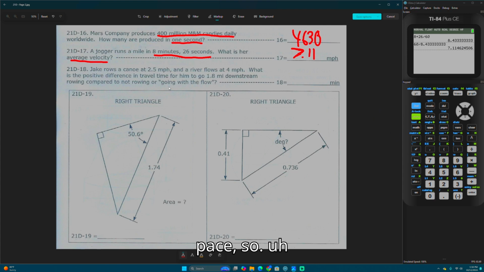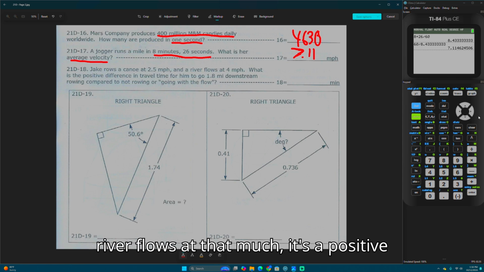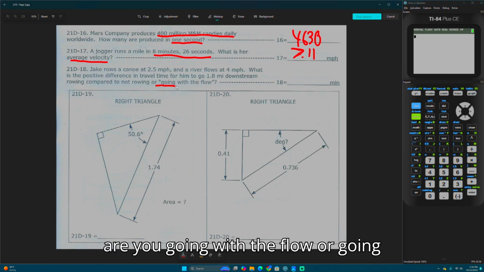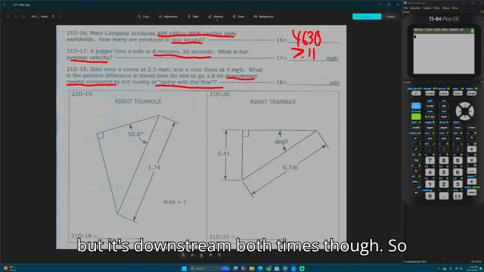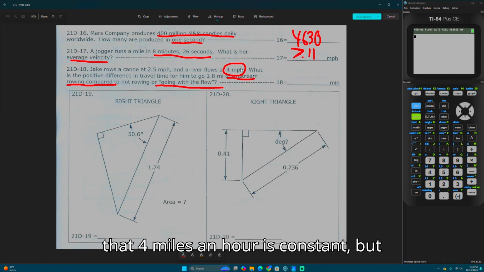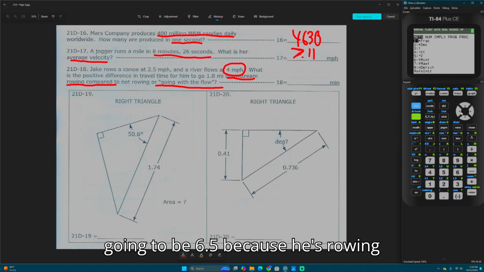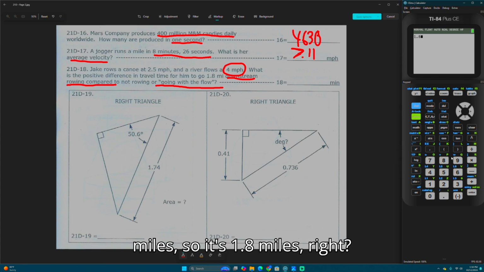So, here we go. 2.5 miles per hour, and a river flows at that much. So positive difference. It's asking us going with the flow or going without the flow. So he's either going to be rowing or he's not going to be rowing. But it's downstream both times. So that 4 miles an hour is constant, but it's either going to be by itself or it's going to be 6.5 because he's rowing alongside. Actually, I won't even need the equation solver for this one. So 4 miles, so it's 1.8 miles, right?